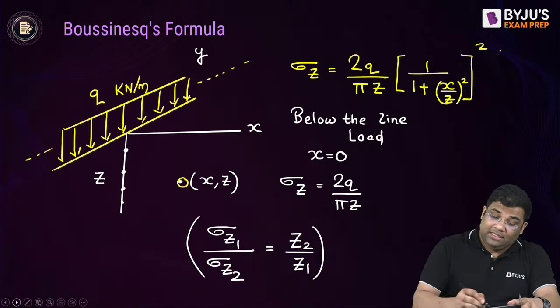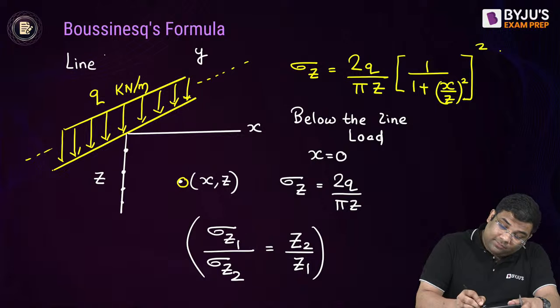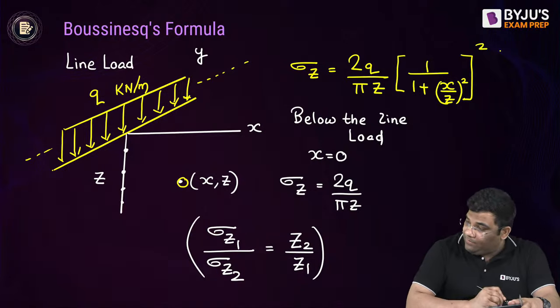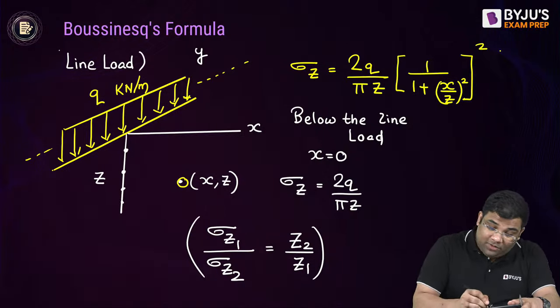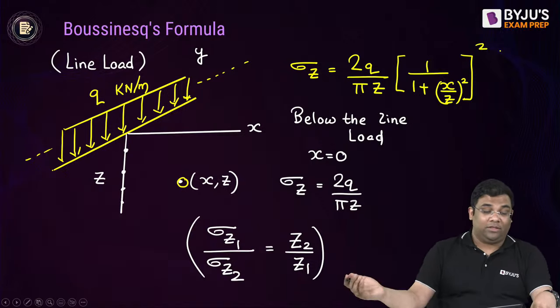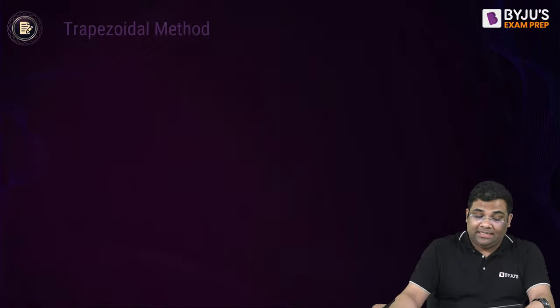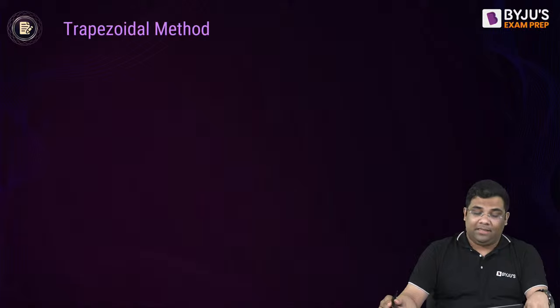The next one is this, for your line load. Very good. What is the time? We have been revising for the last 1 hour. Yes, we see so many things. Let us go to the next thing, that is the trapezoidal method.